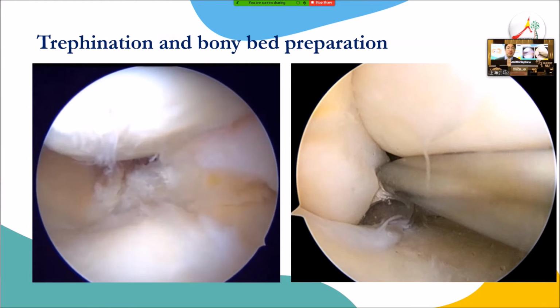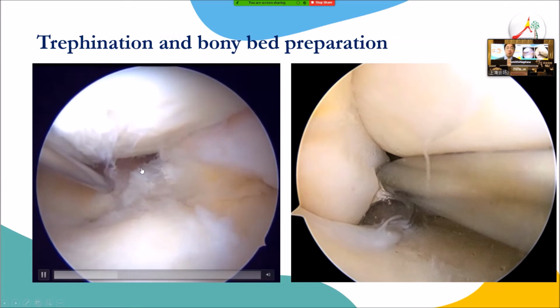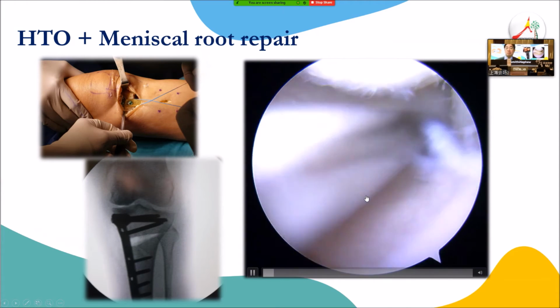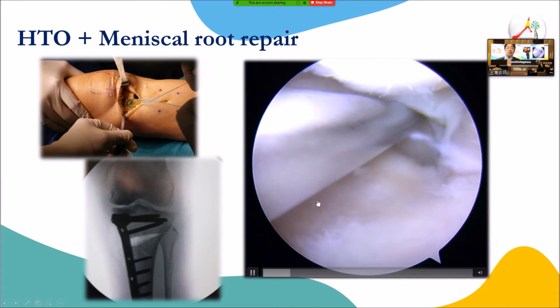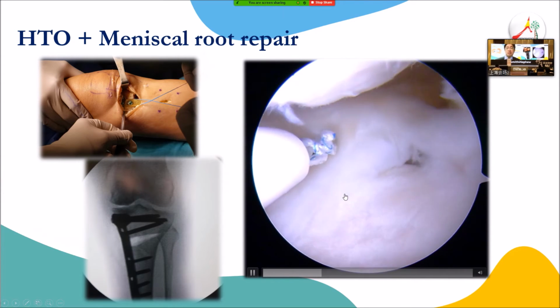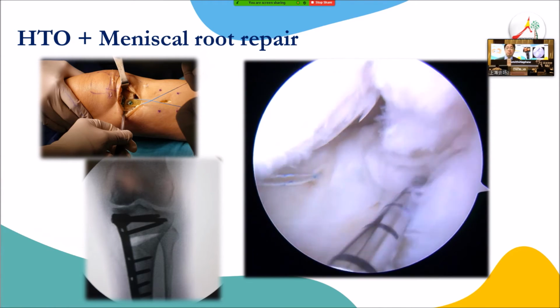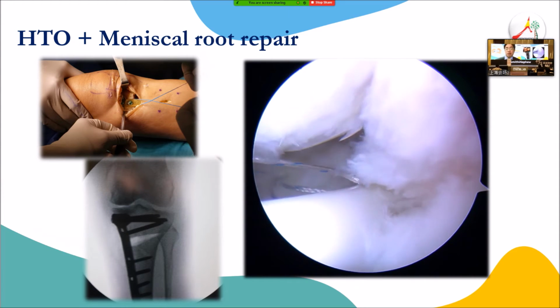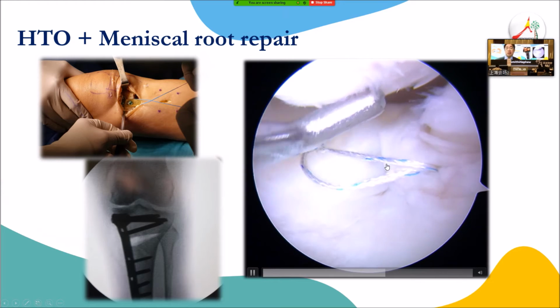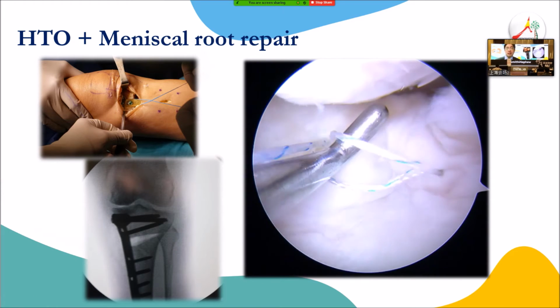Very important, you need to make a good bone bed, and also trephinations to the PCL and this bone bed, to make a good healing. But in case the patient has cartilage damage like that, you need to back it up with a high tibial osteotomy procedure as well, because just meniscus repair is not enough. You cannot solve the knee pain problem.